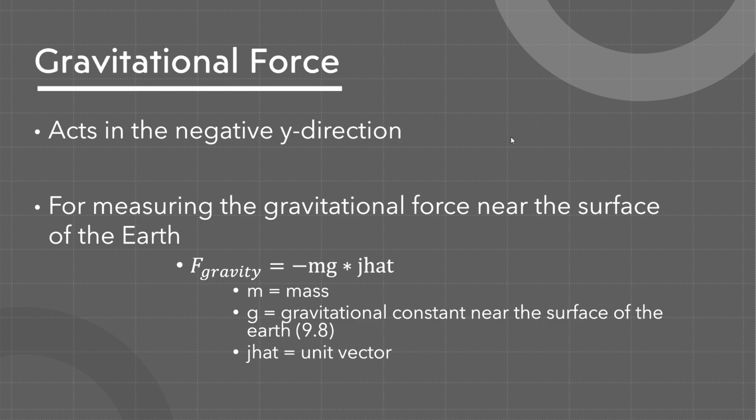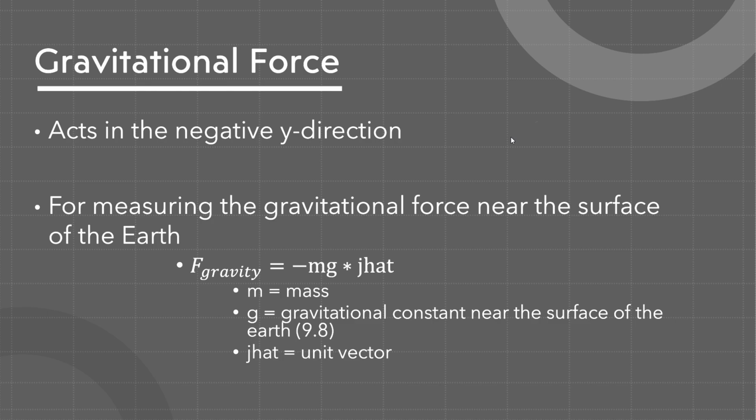The next fundamental is the force of gravity, which acts in the negative y direction. The equation is the force of gravity equals negative mg times j hat, in which m equals mass, g is equal to the gravitational constant for objects near the surface of the Earth, or 9.8, and j hat is equal to the unit vector of the force.